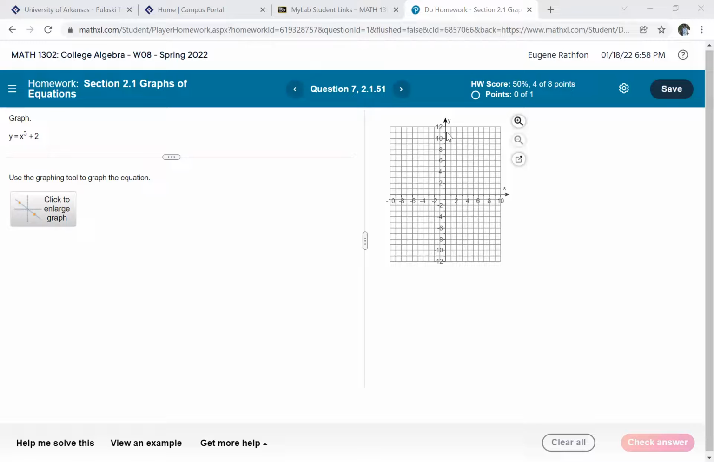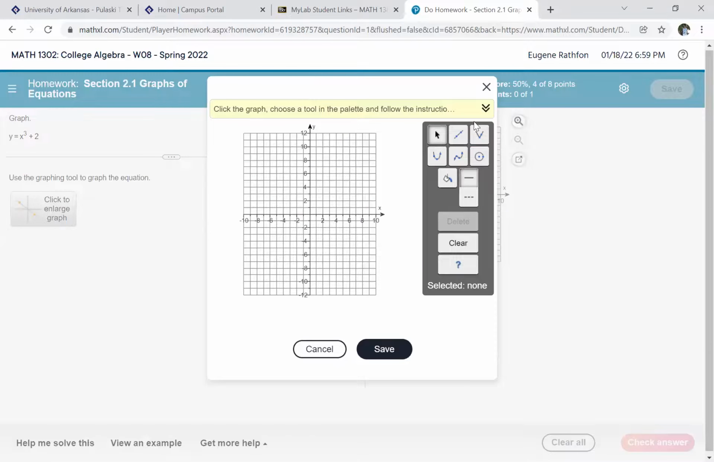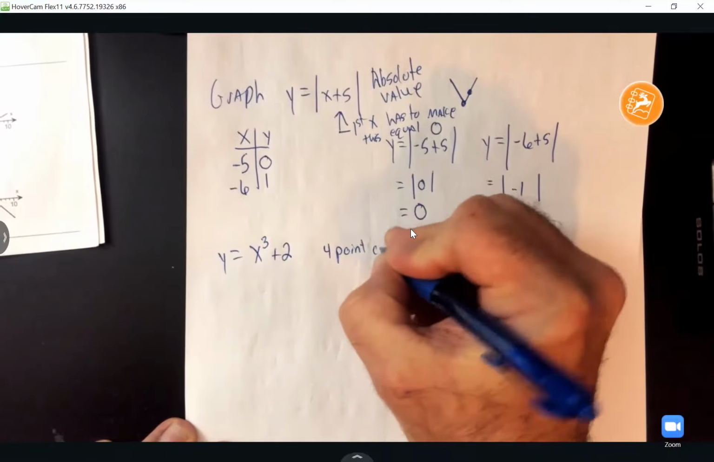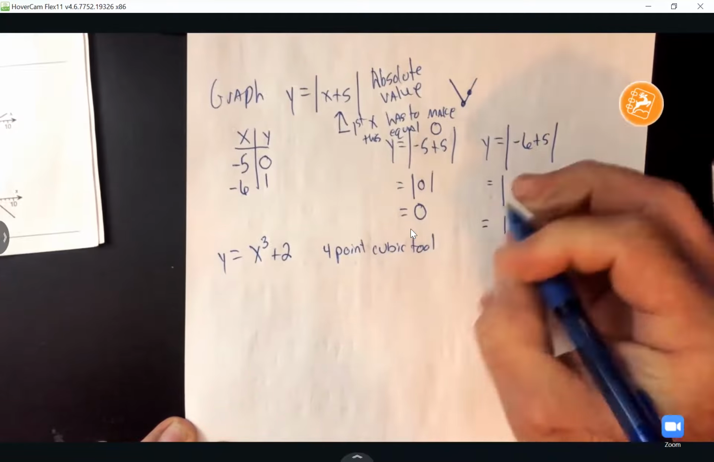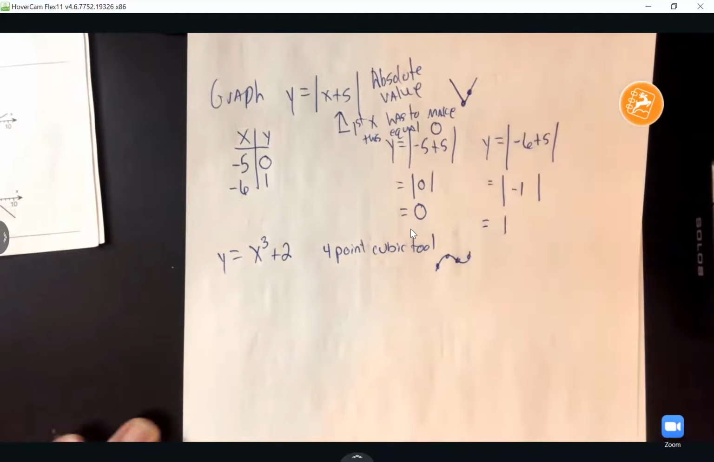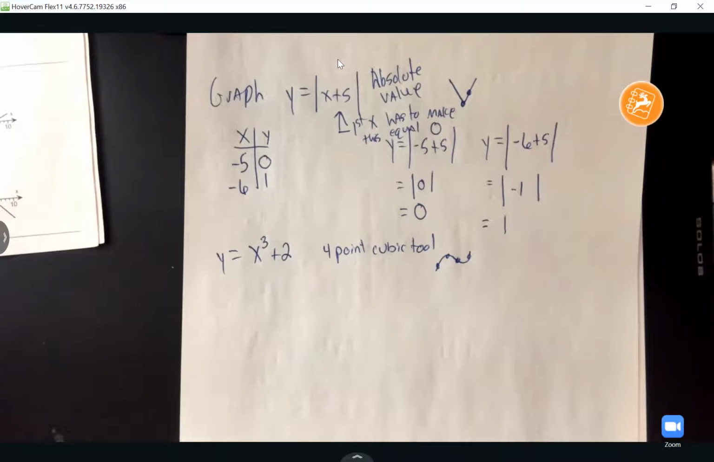All right, y'all, next we got y equals x to the third plus 2. So let me show you what tool we're going to use on this one. This one right here that says 4-point cubic tool. So let me go to the tab. So this was a 4-point cubic tool. It's like a squiggly line, but it has 4 points on it, which means we're going to have to find 4 points to graph this.